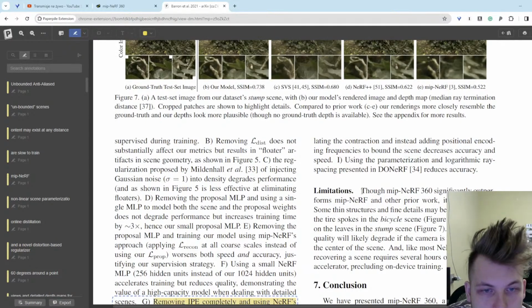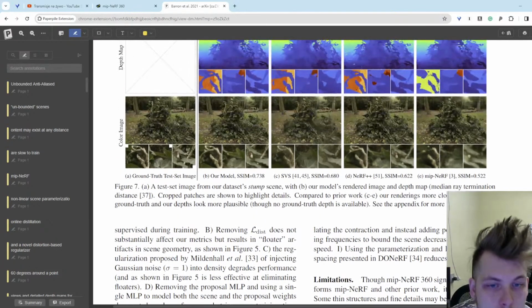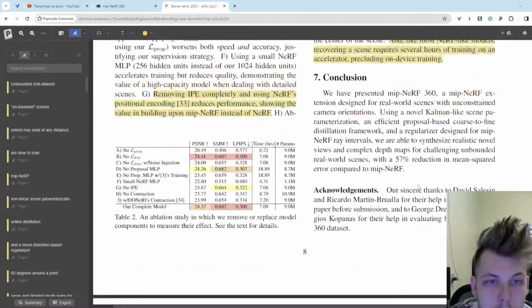Let's look at the limitations. Though Mip-NeRF 360 significantly outperforms Mip-NeRF and other prior work, it is not perfect. Some thin surfaces and fine details may be missed, such as the tire spokes in the bicycle scene or the face on the left in the stump scene. View synthesis quality will likely degrade if the camera is moved far from the center of the scene, and like most NeRF-like models, recovering a scene requires several hours of training on accelerators, precluding on-device training. And this is the issue, that this is still really slow. Old NeRFs are very slow.